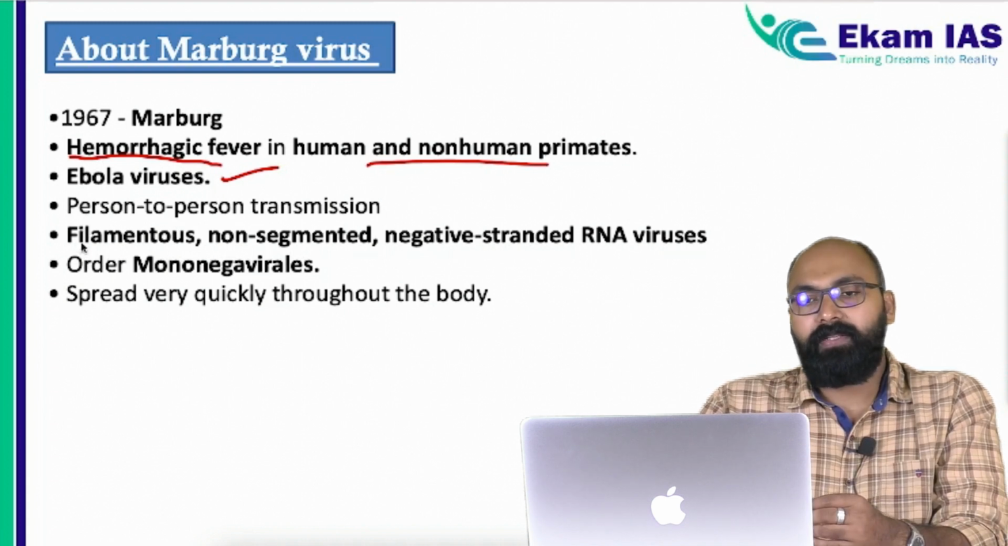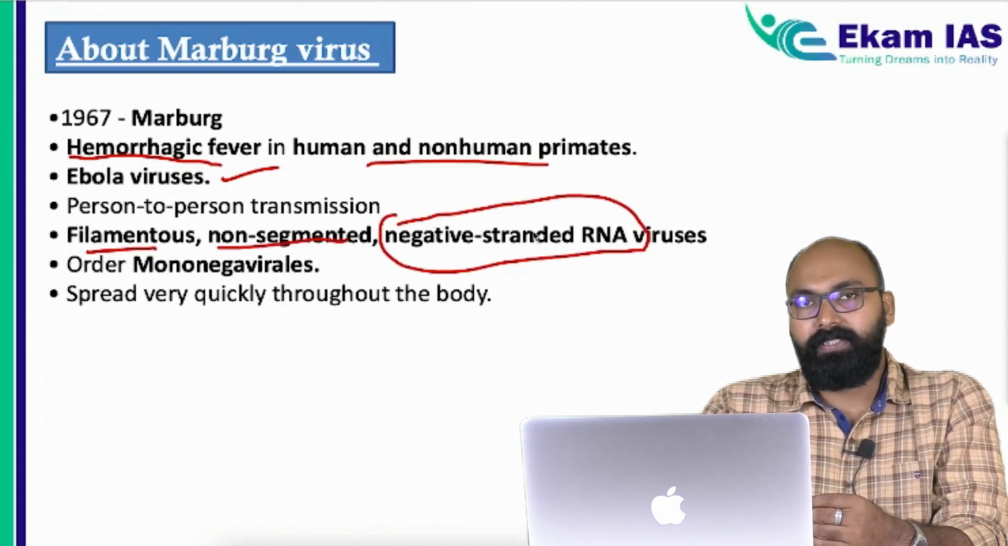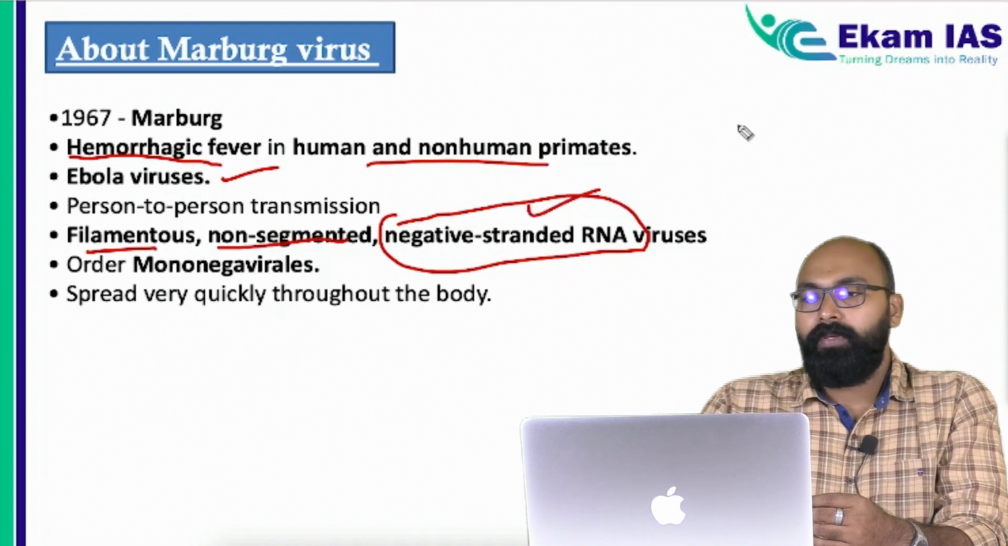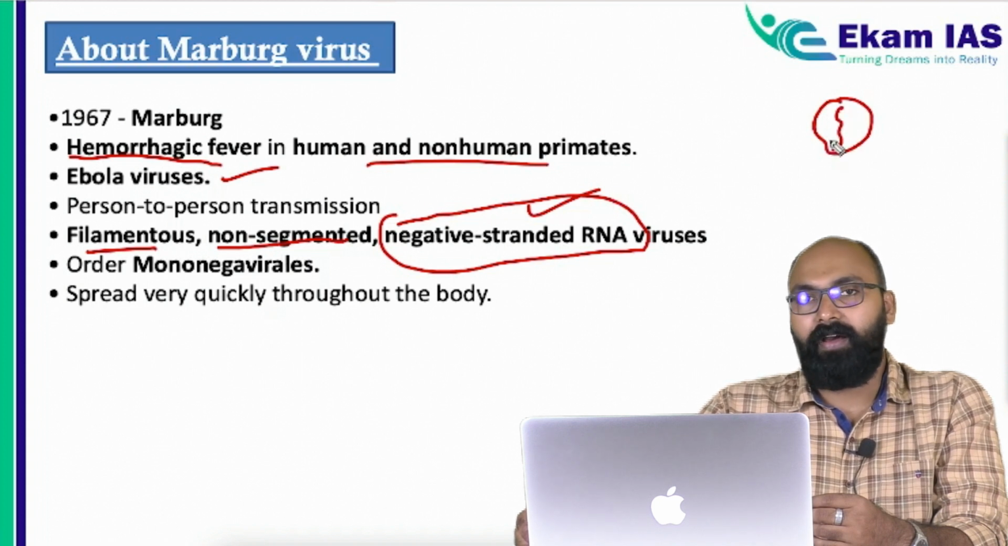The anatomy of the virus is such that it is filamentous, non-segmented, and the genetic material of the virus is negative stranded RNA. What is this negative stranded RNA? For RNA viruses, the genetic material is a single stranded RNA. There are 2 types of RNAs. One is positive stranded and the second one is negative stranded.